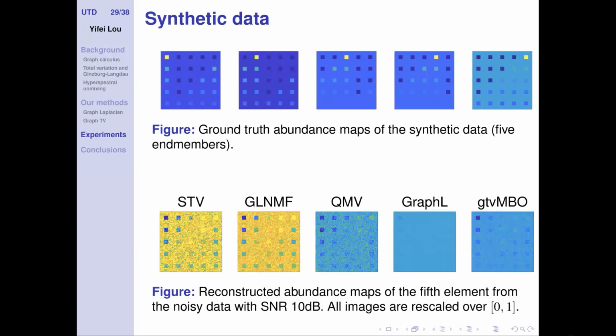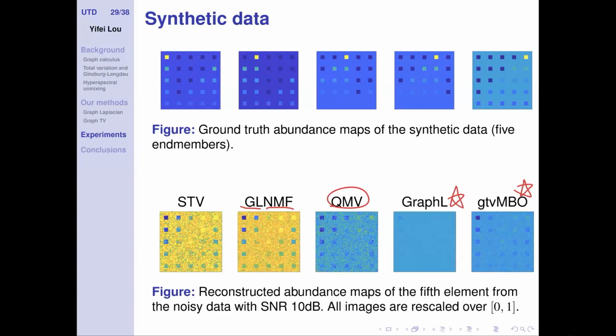Okay, so let's look at synthetic data where we create this pattern. This is 5 endmembers, which we obtained by taking endmembers from the US Geological Survey library. We're just picking 5 elements, and then we make this pattern. And this is the abundance plot. The first row is the ground truth. The second row is the comparing methods, including total variation, then nonnegative matrix factorization together with graph Laplacian, then a very recent method called quadratic minimum volume. And these are our methods: graph Laplacian and graph MBO, so TV is our proposed method.